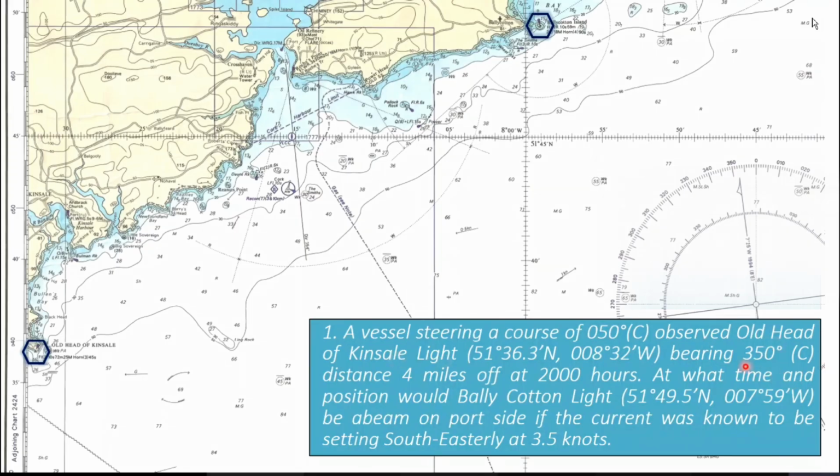So we apply this compass error to our compass bearing. That will give us the true bearing of this particular lighthouse. So once you have the true bearing, we are now going to plot this true bearing on the chart. So we have the Old Head of Kinsale lighthouse here. Let's plot the true bearing.